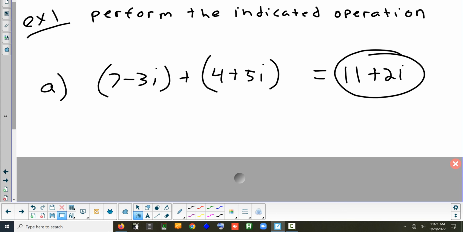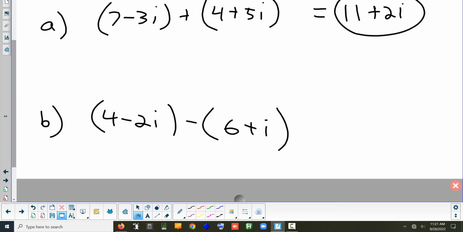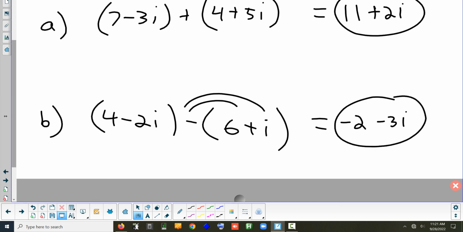That's it. Subtracting. Very similar, except think of the minus sign as being distributed. You are subtracting both parts of what's inside there. So if I do this one, what do I get for a real part? Negative 2. And my imaginary part? Negative 3i. Because it's negative 2 minus 1, which is negative 3. Adding and subtracting is really straightforward. Any questions on that?